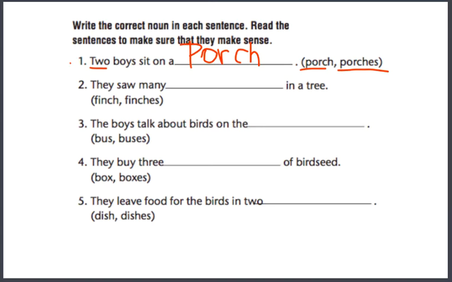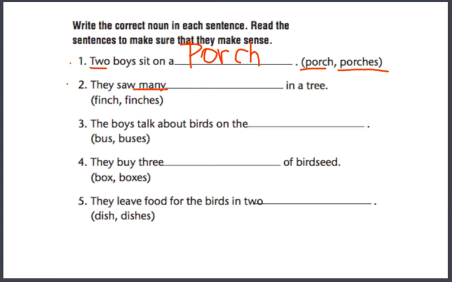Let's read number 2. They saw many finch in a tree. They saw many finches in a tree. What in that sentence is going to help us understand how it can make sense? They saw many. When I hear that word many, I'm already thinking more than one. Many means more than one.